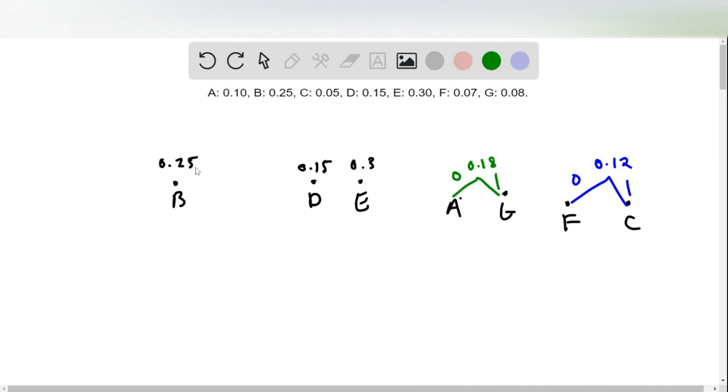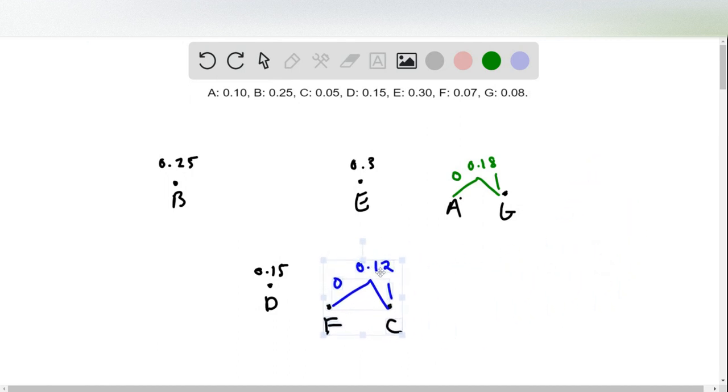So we have 0.25, 0.15. So it looks like it's going to be 0.15 and then 0.12. So we're going to have these two. So again, remember, we want the more frequent to the left, which we have here, and the less frequent to the right, which we have. So that means D is going to be 0, and then this tree over here is going to be 1. So then we would add those two frequencies up, which is going to be 0.27.